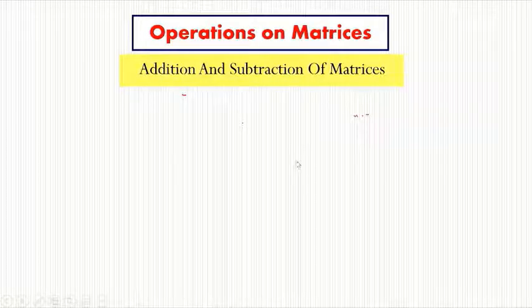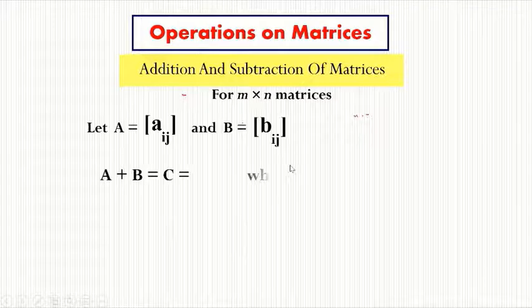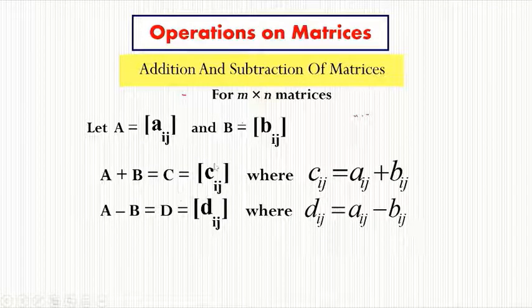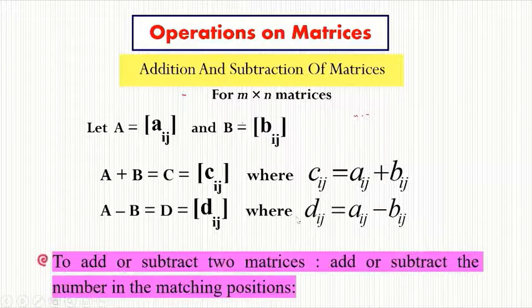Okay, operations on matrices. Addition and subtraction of matrices. Let's say we have 2 matrices A and B. The addition and subtraction will give a new matrix, for example C and D. To perform these operations, first, the matrices must be of the same order. In order to get the new matrix, the operation must be between entries in the same positions. Here, for example, c_ij is the addition or subtraction between position ij of matrix A and position ij of matrix B. Okay, these are the rules.